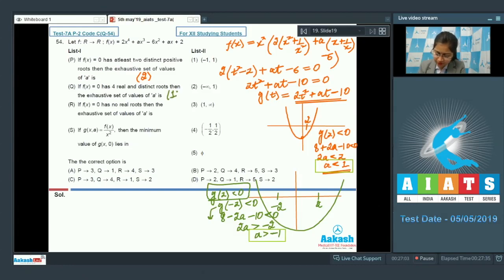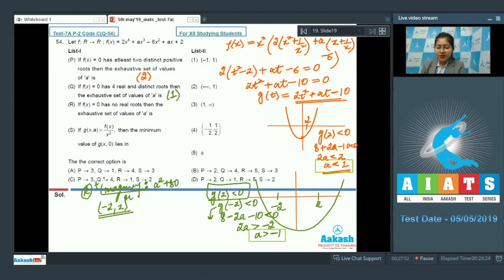That is given in option number 1. Now, option R says that f(x) equal to 0 has no real roots, then the exhaustive set of values of a is. For no real roots, either g(t) should have imaginary roots, or both the roots should be between -2 and 2, right? We have two options here. Now, for imaginary roots, the discriminant should be less than 0. Here, the discriminant is a^2 + 80, but that is always greater than 0. Hence, imaginary roots are not possible.